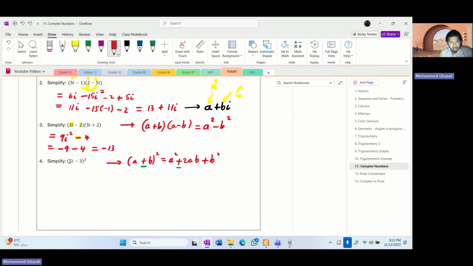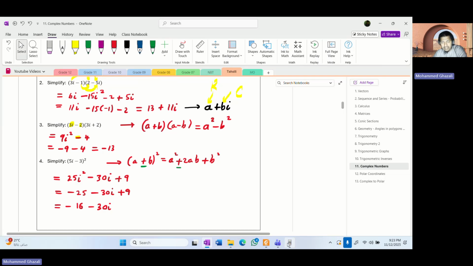So if you're solving this equation, you're going to get 5i squared, which is 25i squared, minus 3 times 5 is 15 times 2 is 30i, plus 9, because we need to square the negative 3. 25i squared is negative 25, because i squared is negative 1, minus 30i plus 9. Now, minus 25 plus 9 is negative 16 minus 30i. Let's check our answers.